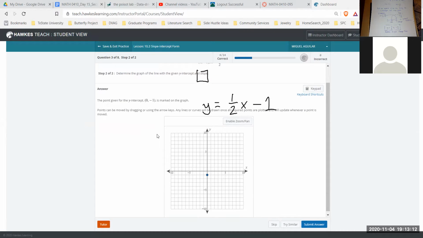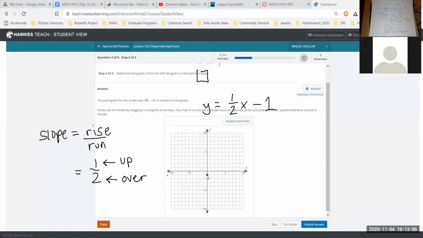So I'll scroll down here, and it looks like they've already given me the y-intercept, right? So I don't have to plot that. But what I'll have to do is use the slope to get to my next point. So you can think about the slope, again, as rise over run. And this particular slope that they gave us is 1/2. So this is telling me to go up 1 and go over 2 spaces to get to the next point.